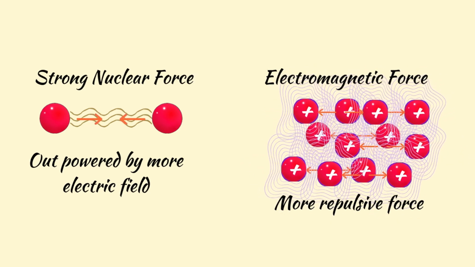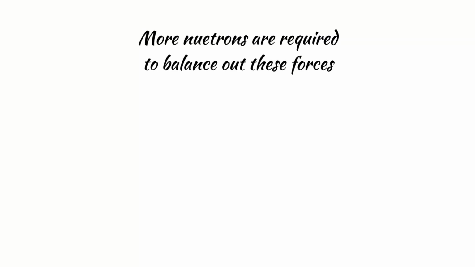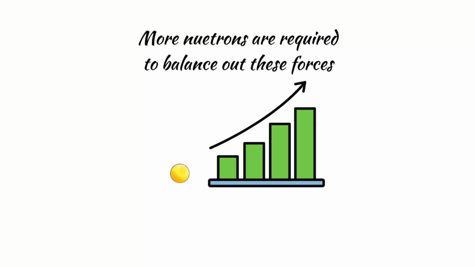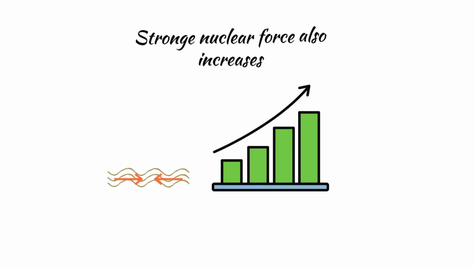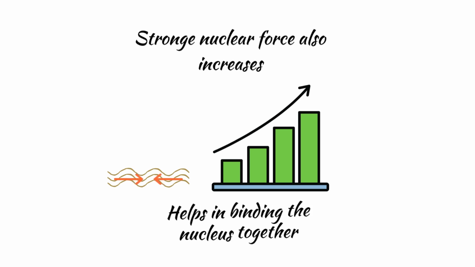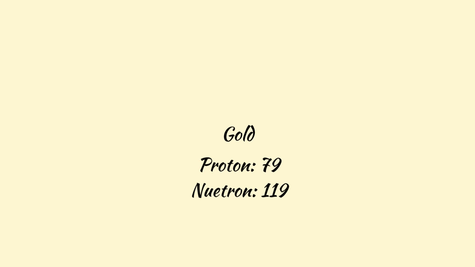In order to balance out this repulsive force, more neutrons are required. As the neutrons increase, the strong nuclear force also increases, which is more powerful and helps in binding the nucleus together. So, gold has 79 protons and 119 neutrons, and it is stable.